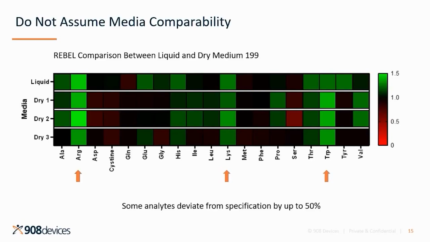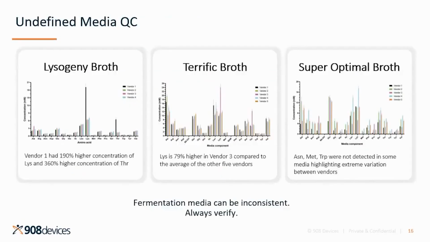For many fermentation processes, you may rely on complex and undefined media consisting of hydrolysates, peptones, yeastolates, and other mixtures. As a result, these media blends may be highly inconsistent between vendors and lots. Shown here are 3 examples of that between LB, TB, and SOB medias. These are all undefined media types following a known recipe for formulation.